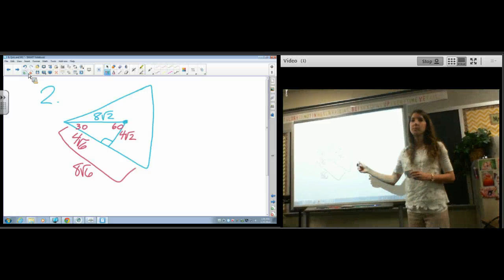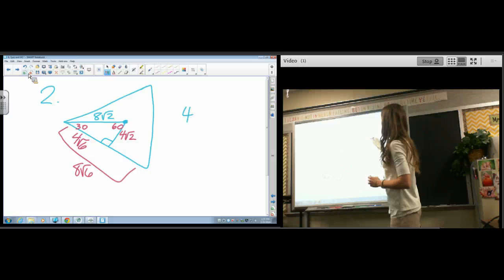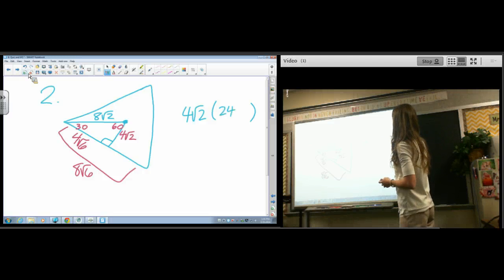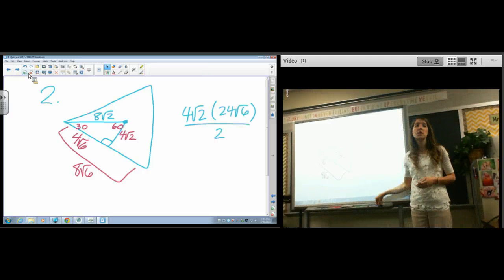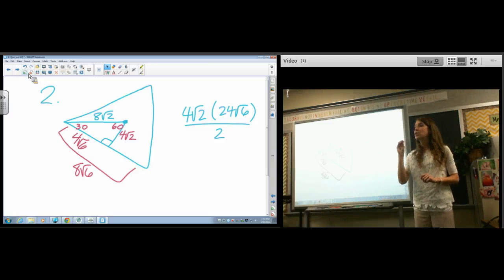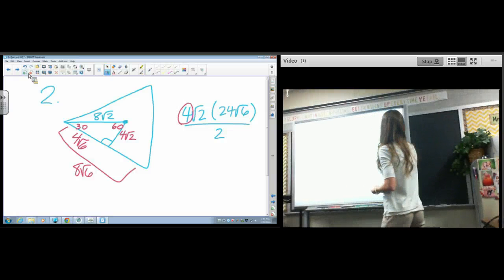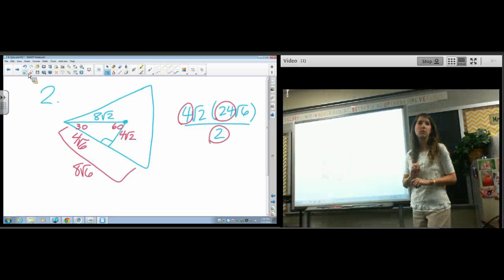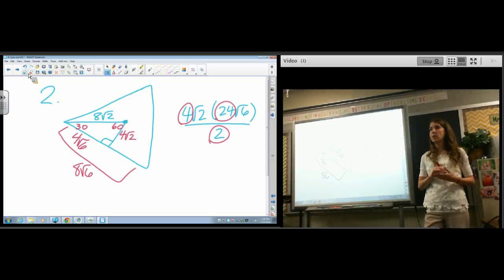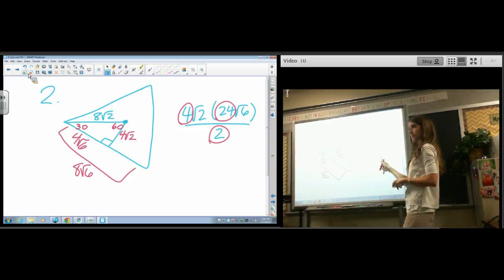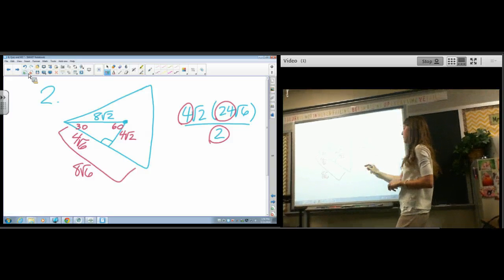Apothem. We don't have the perimeter yet. Apothem, 4 root 2. Perimeter, 24 root 6, divided by 2. Now here's what you need to do. In your calculator, you enter only the integers. Do we know what an integer is? The number that's not in the radical. Very good. So you're going to do 4 times 24 divided by 2. You do not enter the numbers in the radicals. 4 times 24 divided by 2. If you said 48, you're correct. Why is it wrong? 96? We're not done yet.